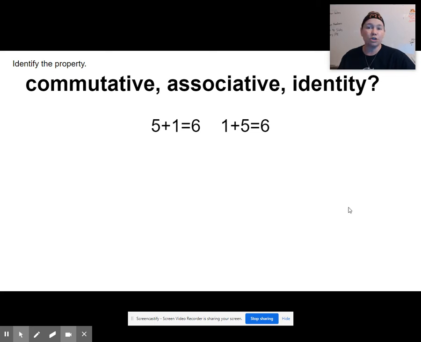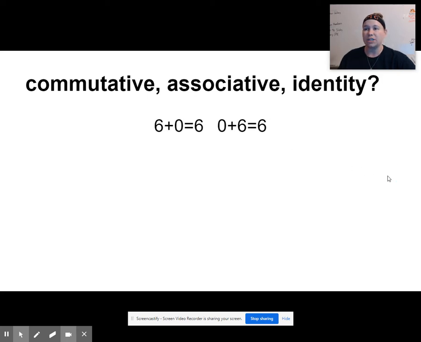All right, you can use your whiteboard if you want, or a piece of paper, or you can just think it. Commutative, associative, or identity. Which property are we talking about here? And if you're using your whiteboard or writing it down, you can just write C, A, or I. Well, in this case, we're looking at the order doesn't change. So that's the commutative property. Did you think commutative? 5 plus 1 equals 6 is the same as 1 plus 5 equals 6.